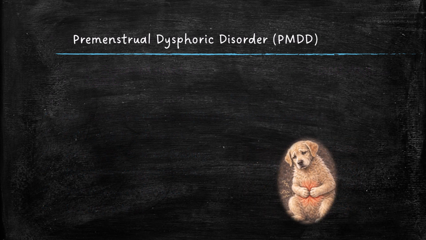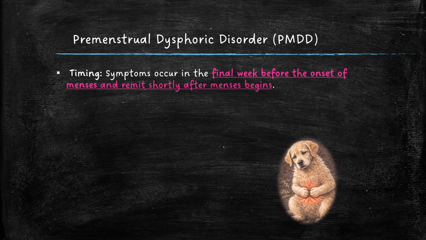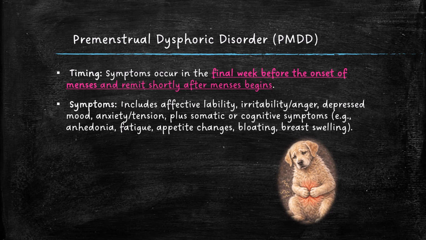We have premenstrual dysphoric disorder. In premenstrual dysphoric disorder, the symptoms occur during the final week before the onset of menses, and they remit shortly after menses begins. Symptoms include affective lability, irritability, anger, depressed mood, anxiety, somatic symptoms, cognitive symptoms. They can get bloating, breast swelling, fatigue, appetite changes. And the treatment is SSRIs.